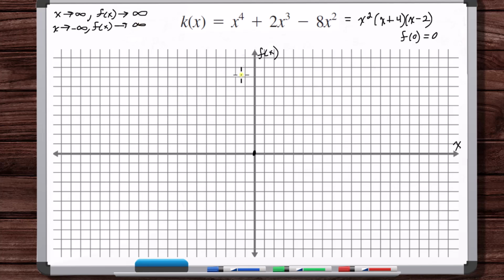Okay? So let's see. Let's plot the x-intercepts. So x is equal to 2, 2, 3, 4, 1, 2, 3, 4. X is equal to minus 4, 1, 2, 3. So let's see.